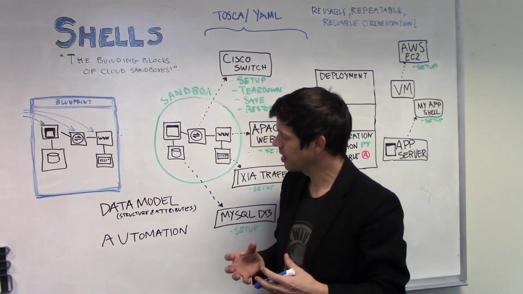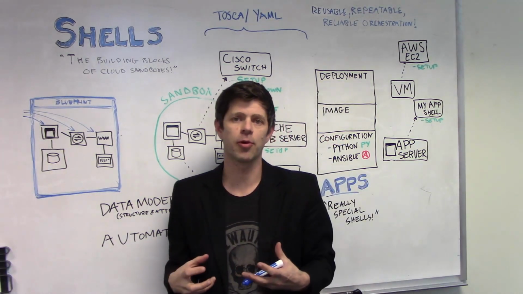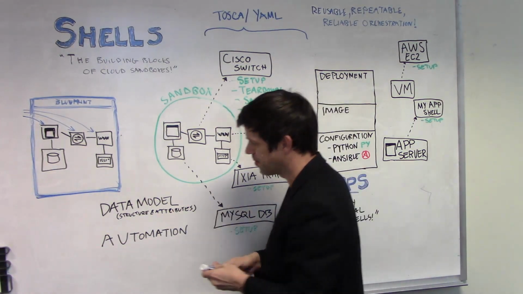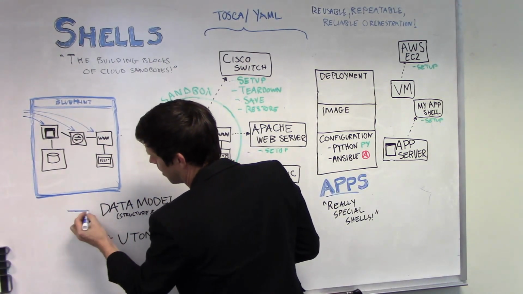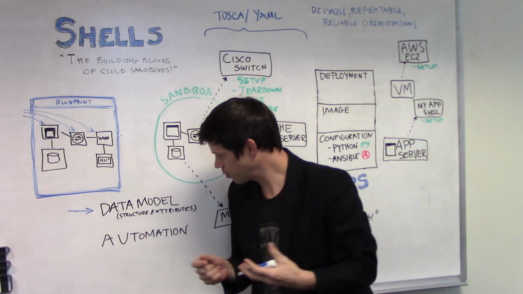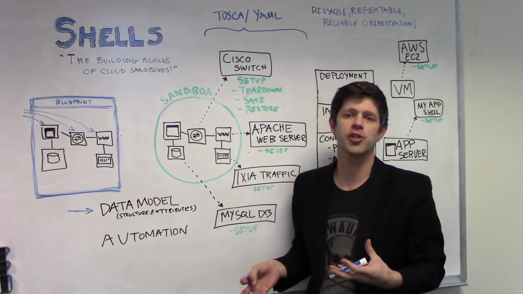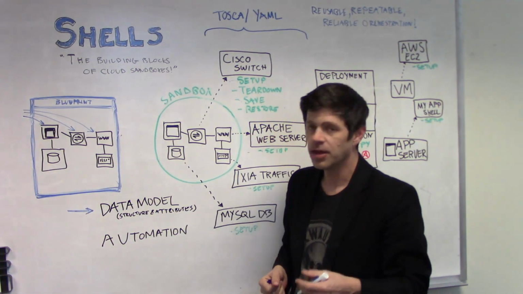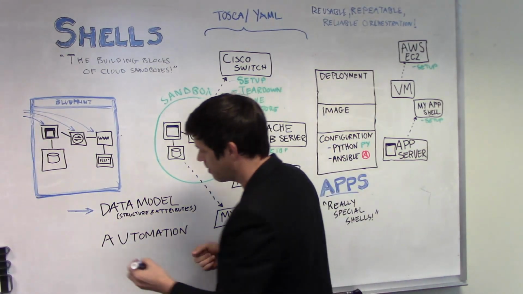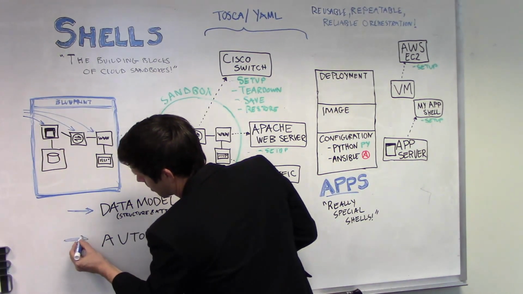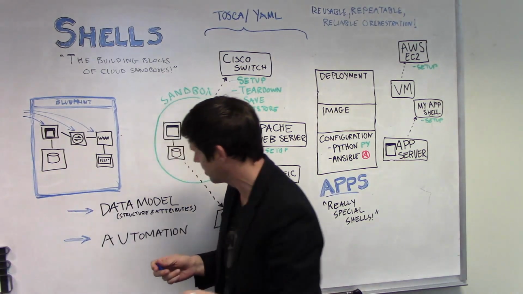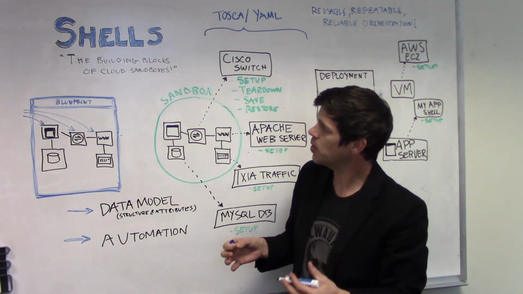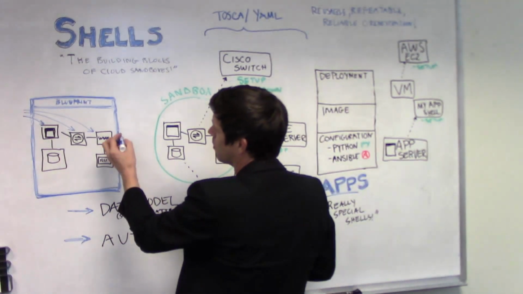And shells define two very important things. The first is the data model. They define the data model for each of these resources, which really defines the structure and the attributes of each of those resources. The other thing that shells define is the automation for each of those resources.